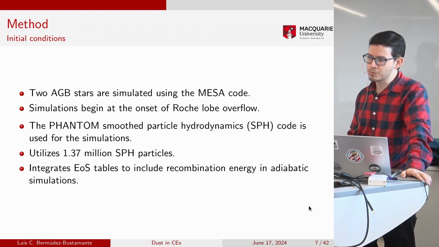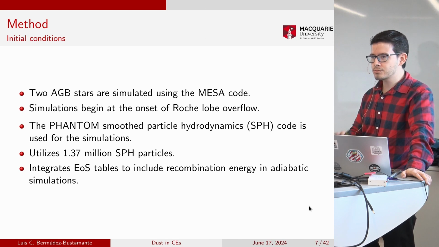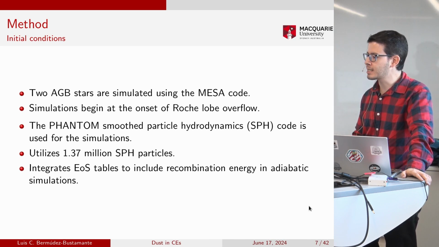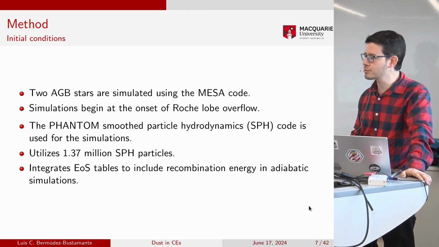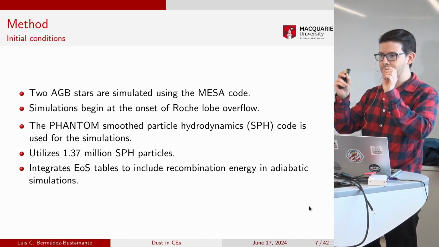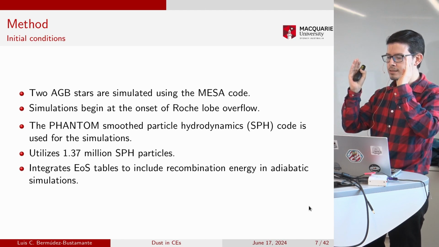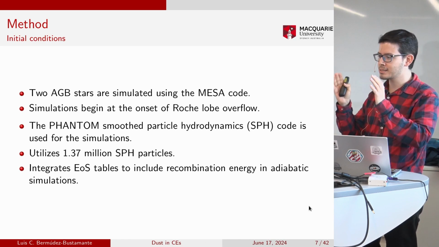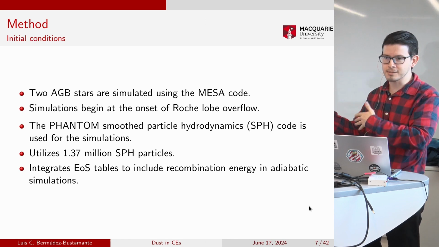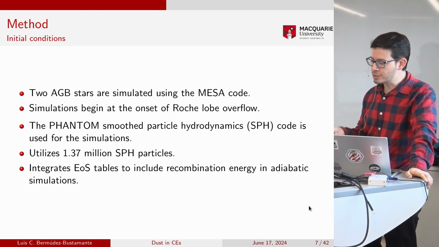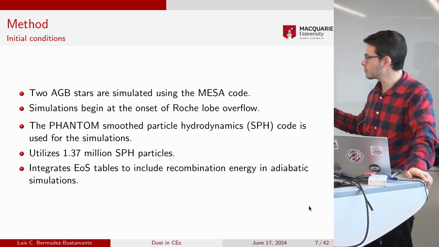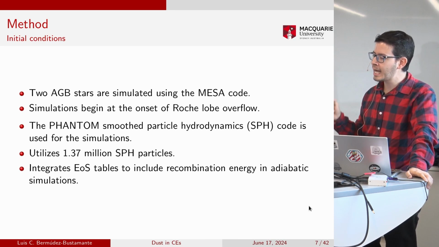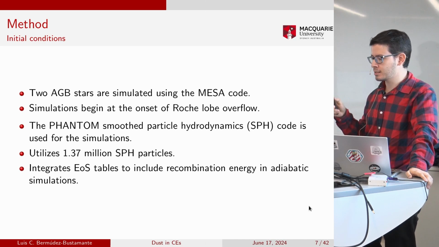Now, with the method, as initial conditions we take two AGB stars of different mass that were calculated using the MESA stellar evolution code, and we place the two stars so that at the beginning of the simulation there is Roche lobe overflow. That is, the mass transfer begins immediately. We use the Phantom SPH code for the simulations. We use 1.3 million particles for this, and we take into account the recombination energy in the equation of state tables.